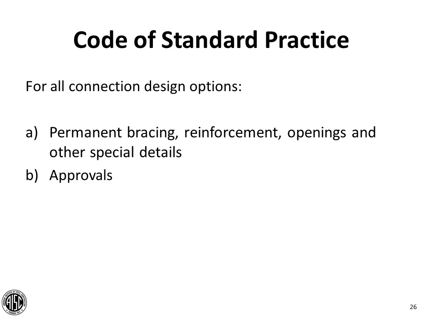And so regardless of what connection design option is actually used on a project, there are certain things that need to be presented. So any permanent bracing that's required, reinforcement that might be required, openings and other special details all need to be shown. Another thing that's going to occur, whether we're talking about options 1, 2, or 3, is there's going to be an approval process. And in my mind, the approval process really goes back to making sure we satisfy that safety requirement.